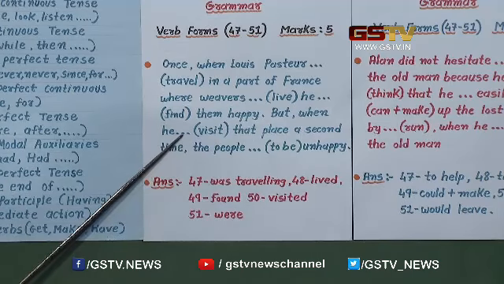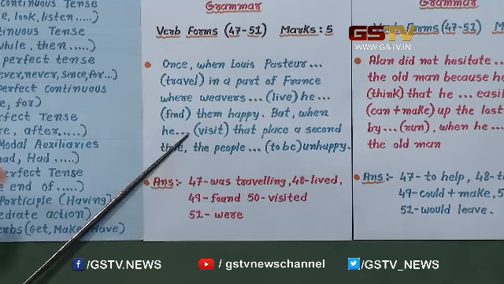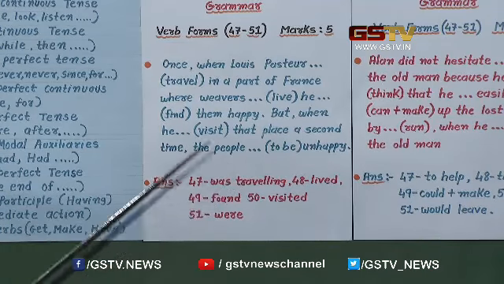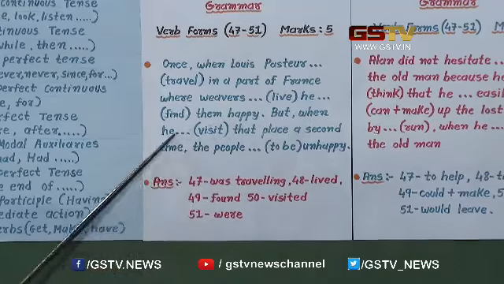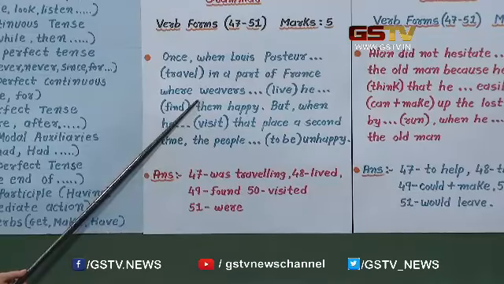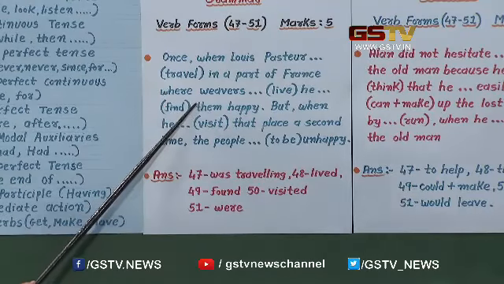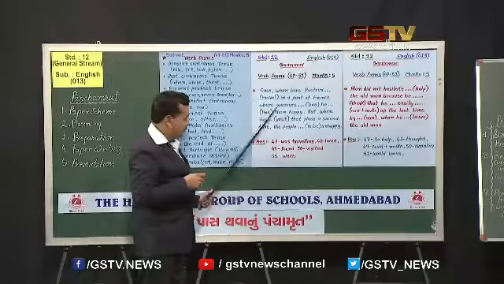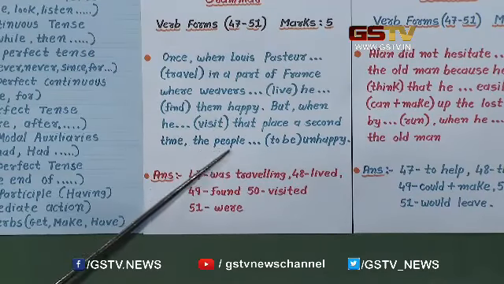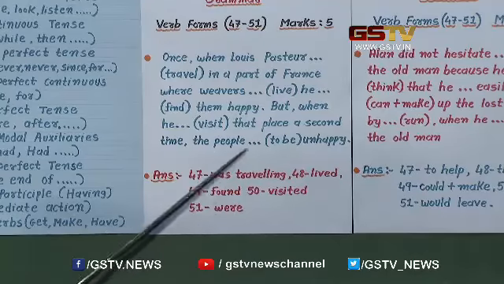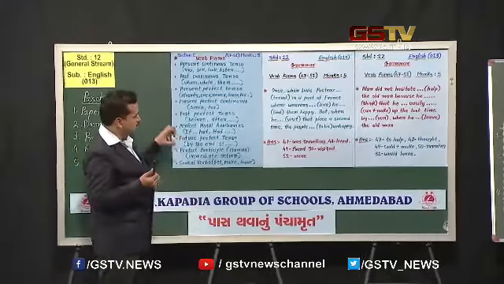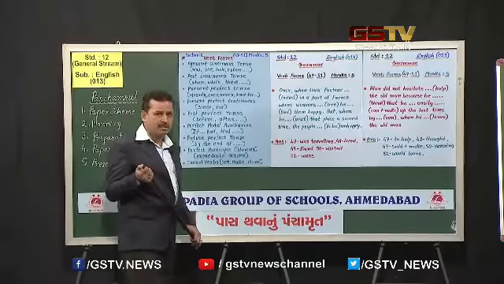But when he, now focus over here, you have to understand the meaning of the paragraph. Here when is there and you write was traveling, and here also when he, the answer is visited. Until you focus on meaning, it will be difficult for you to write the correct answer. So it is very important. The third one is visited, and then the people to be, as it is in past tense, were happy. These words are very important, but just finding these words will not get you the correct answer.